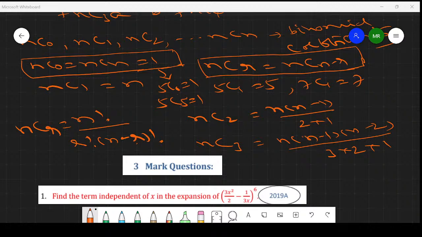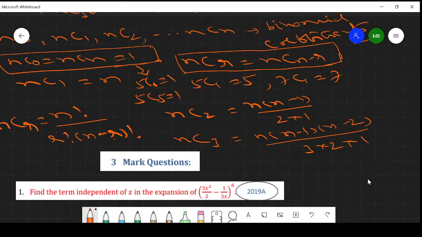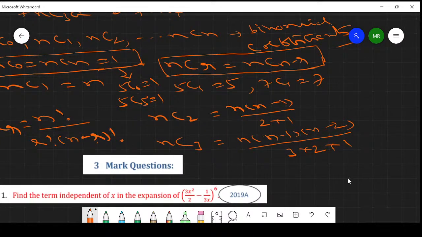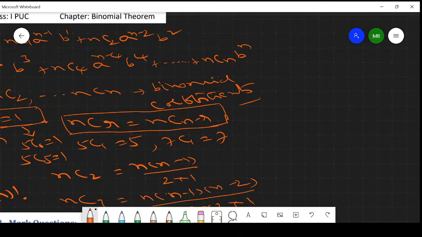Now you can see, when I am doing nC0, nC1 like this, any one I can find the values here. But in binomial, always remember, we use the term general term. What is the meaning of general term? The general term T_r equals nCr, a power (n minus r), b power r. This is called general term.